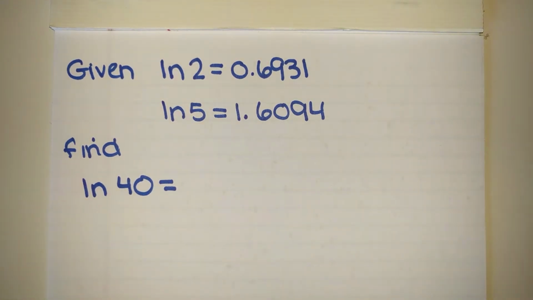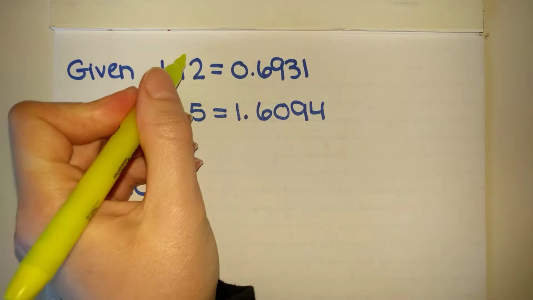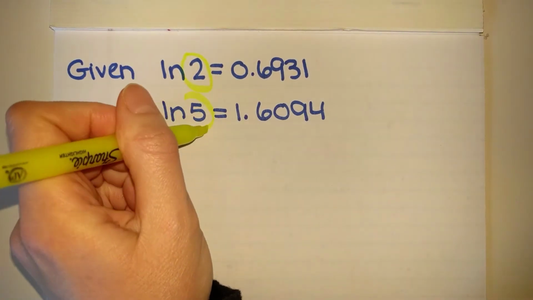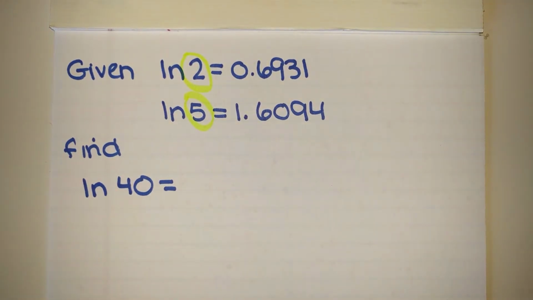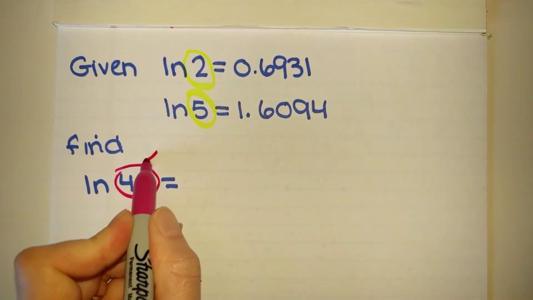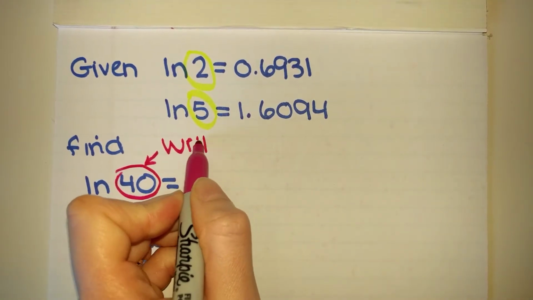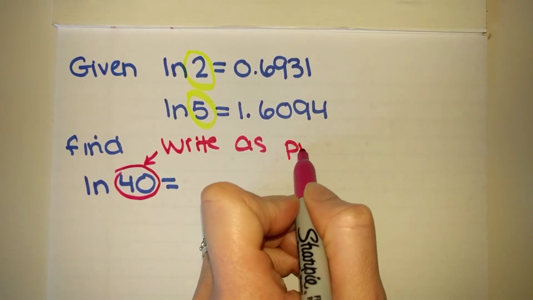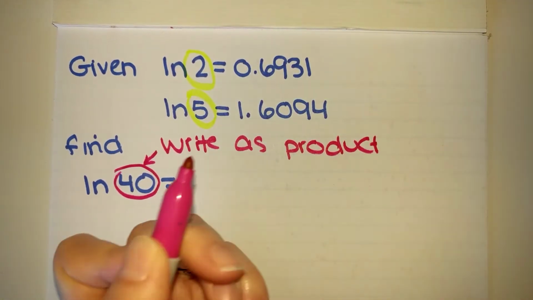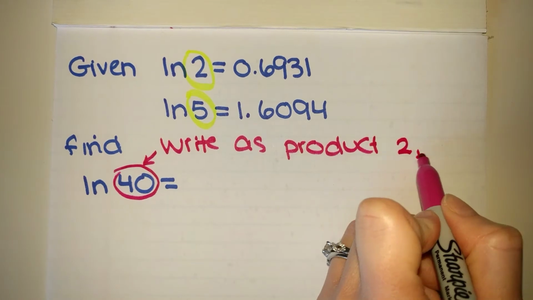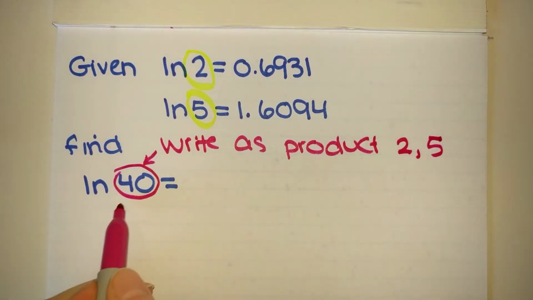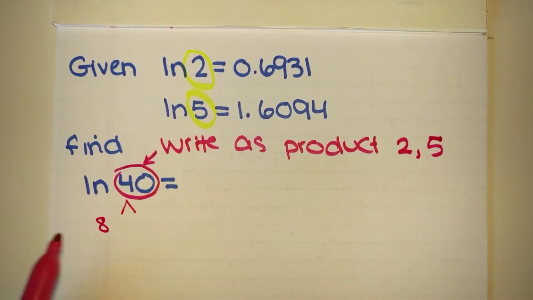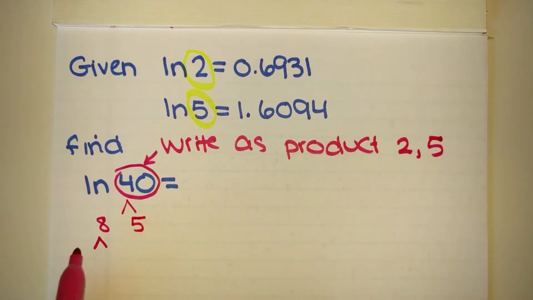And the key thing is if you look at the arguments that you've been given, 2 and 5. What you want to do with those given arguments is take 40 and write it as a product of what the given arguments are, so in this case, 2 and 5. So you would draw a little factor tree. You might say, okay, I have 8 and 5 here. 8 is 2 times 2 times 2, and then times 5.